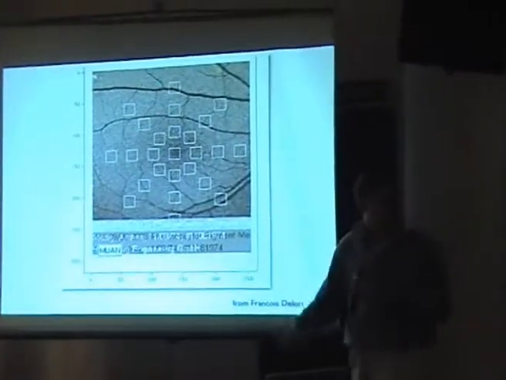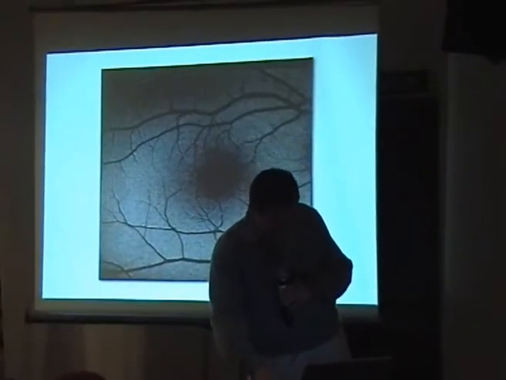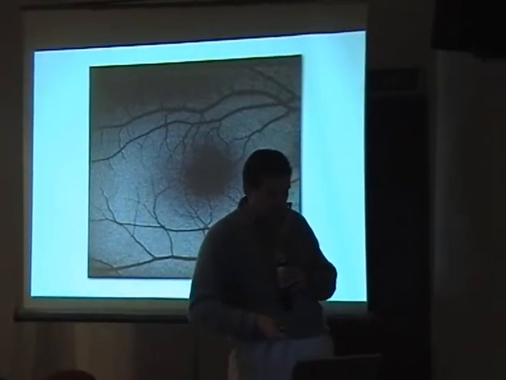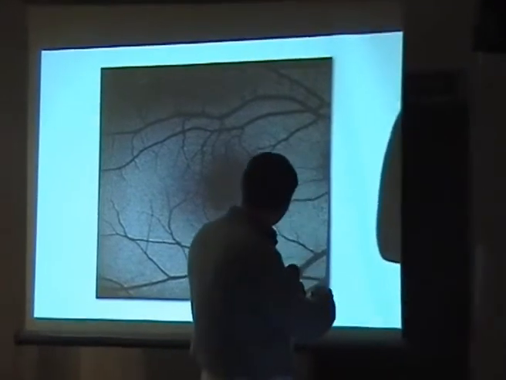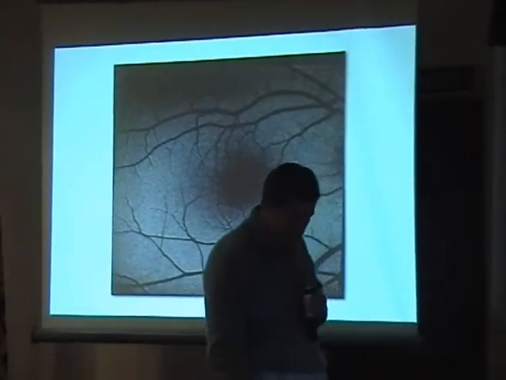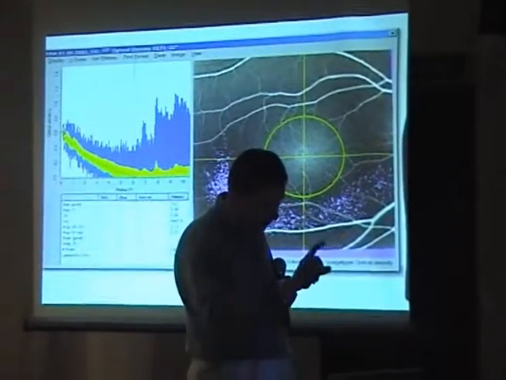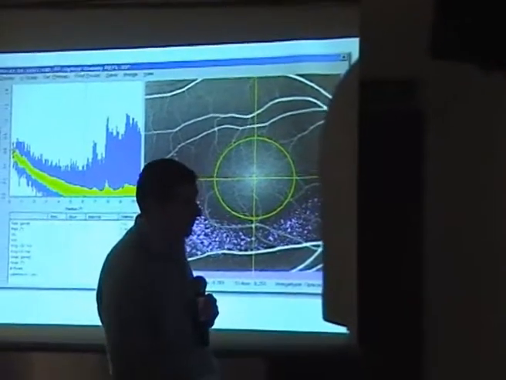This is a differential image between one and the other, done with software by Heidelberg for measuring the photopigment, but that's a different story. Sorry, the macular pigment. You can actually have a map of the macular pigment.